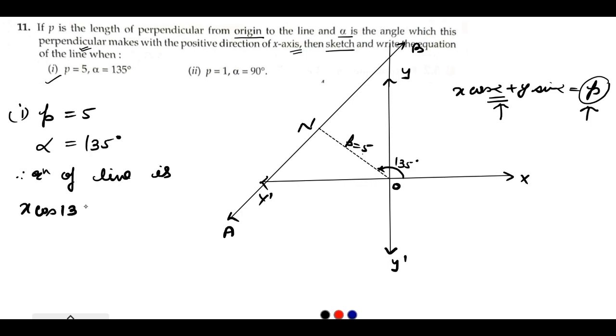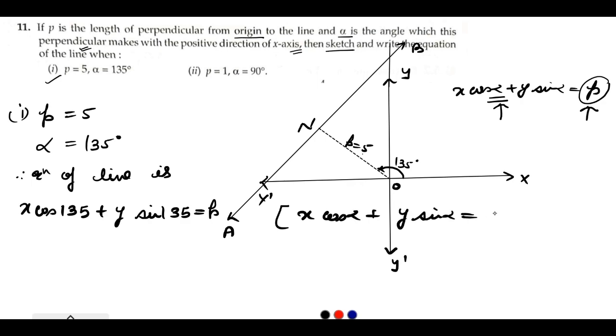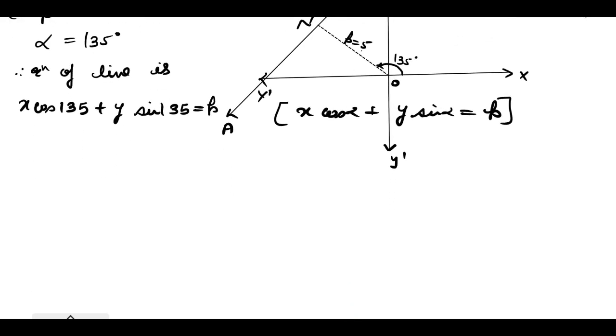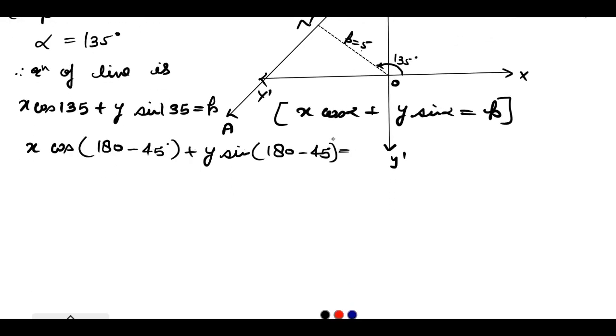x cos alpha plus y sin alpha is equal to 5 by the formula x cos alpha plus y sin alpha is equal to P. And the value of P is 5.